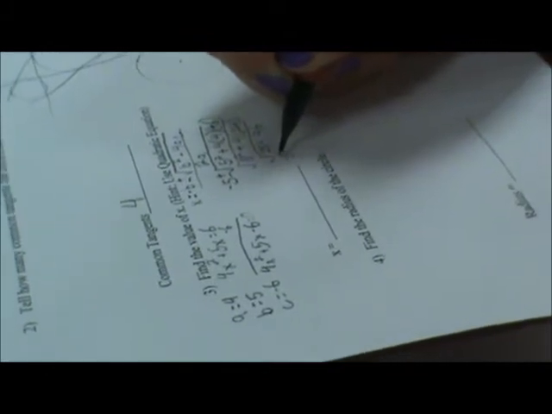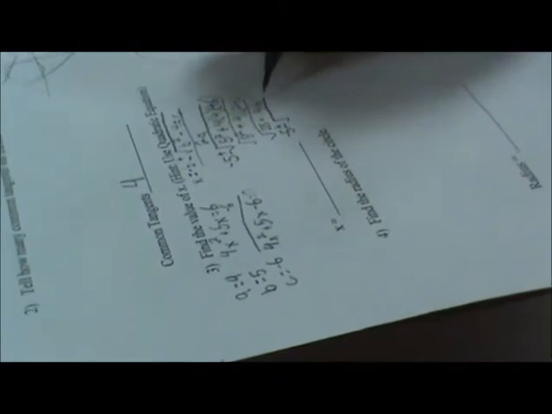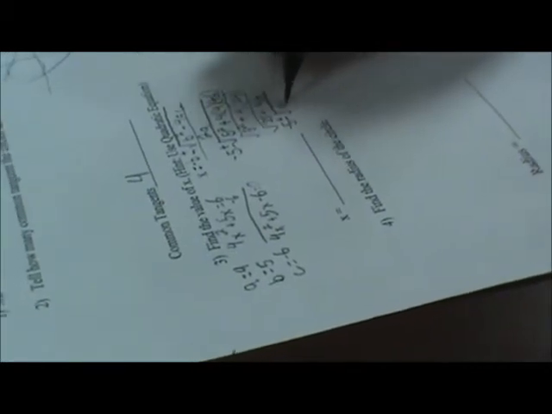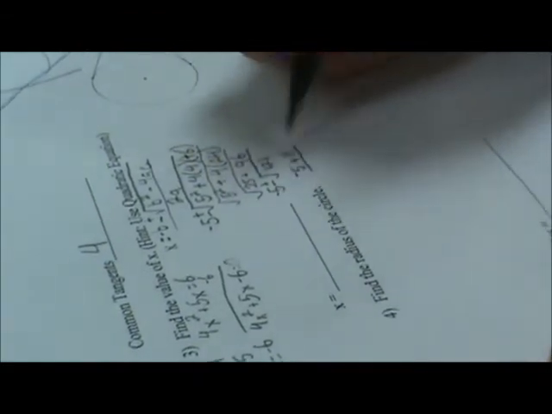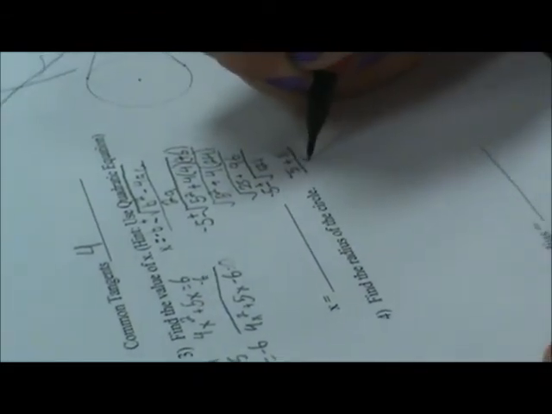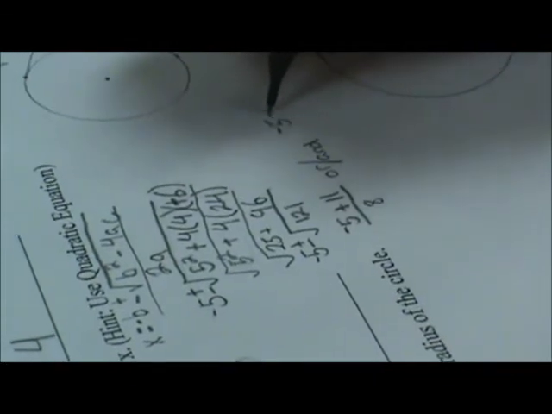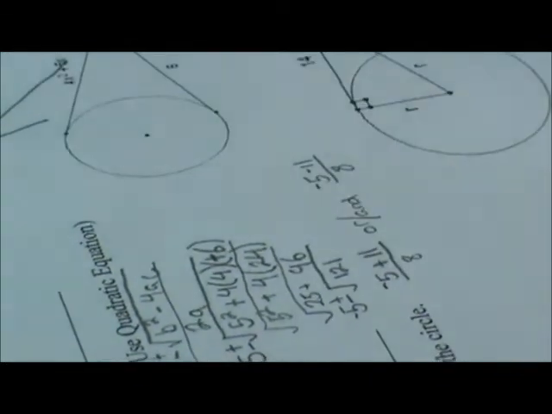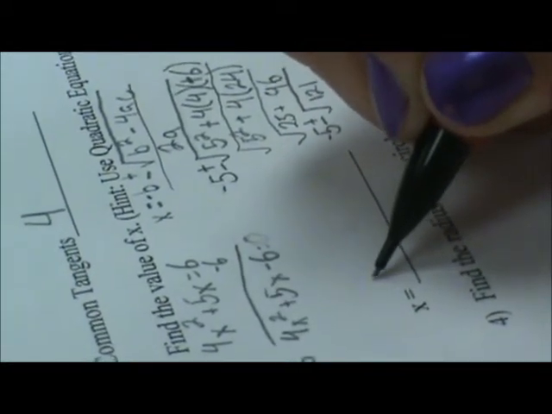And then 4 times 24 would be 96. So the square root of that, if you add those two numbers together, you get 121. And then the square root of 121 is 11. So then you would either have negative 5 plus 11 divided by 8 or negative 5 minus 11 over 8. So then your two numbers would be negative 2 and 3/4.